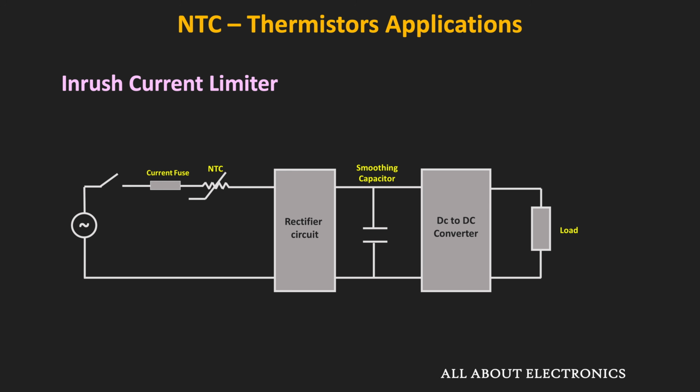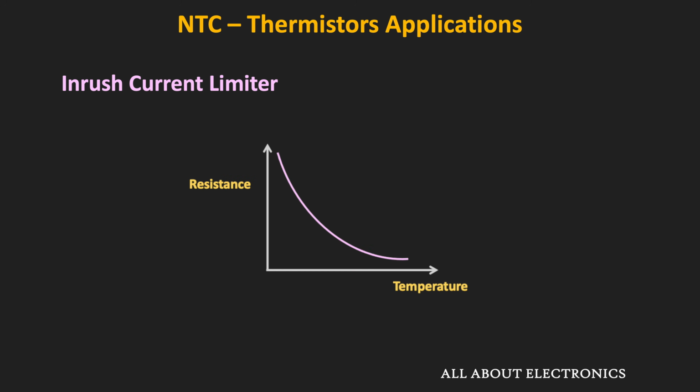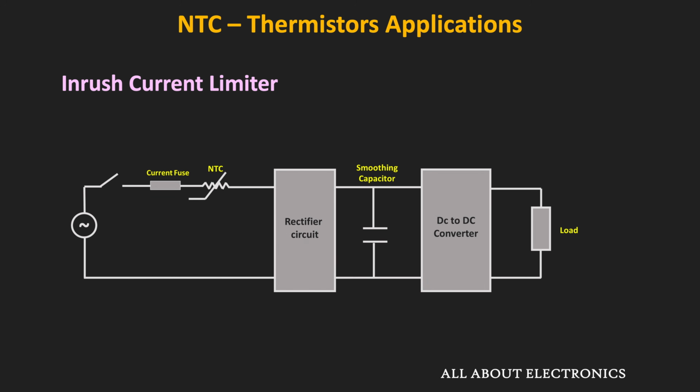So initially this NTC thermistor limits the inrush current to the desired level, because as you know, at ambient temperature this NTC thermistor provides high resistance. Now as the current starts flowing through the thermistor, the temperature of the thermistor also increases, and because of that the resistance of the thermistor reduces. So once the circuit is operational, this thermistor provides low resistance, and in a way it limits the unnecessary power dissipation in the circuit.